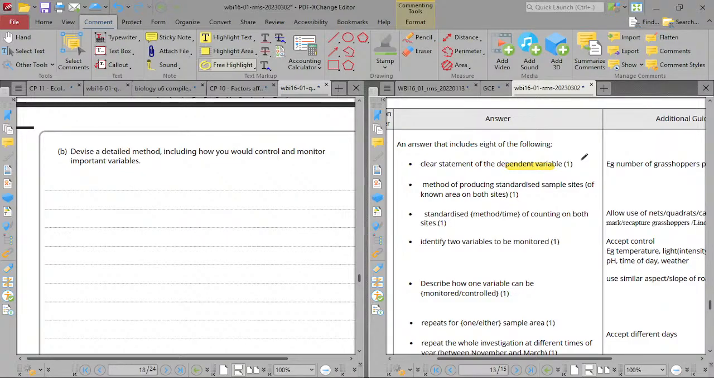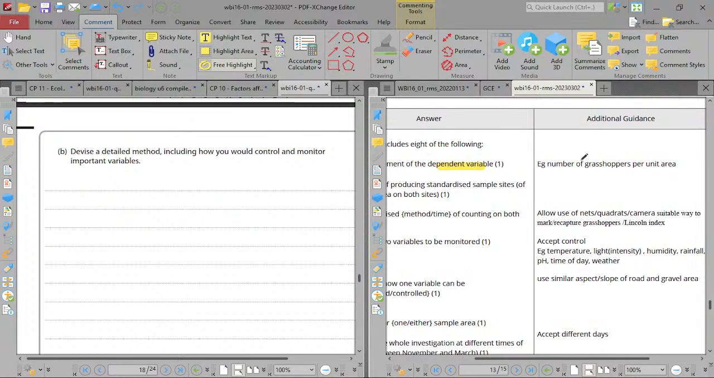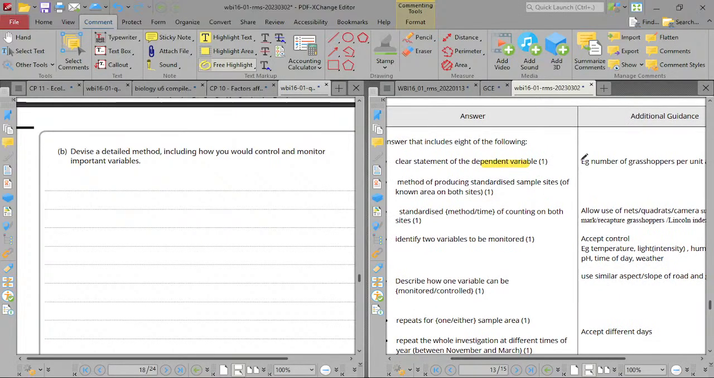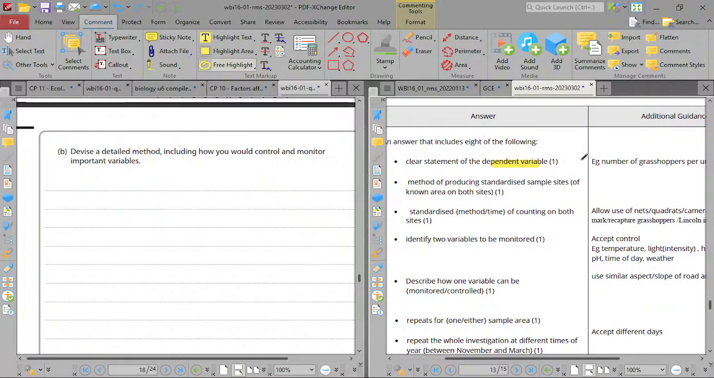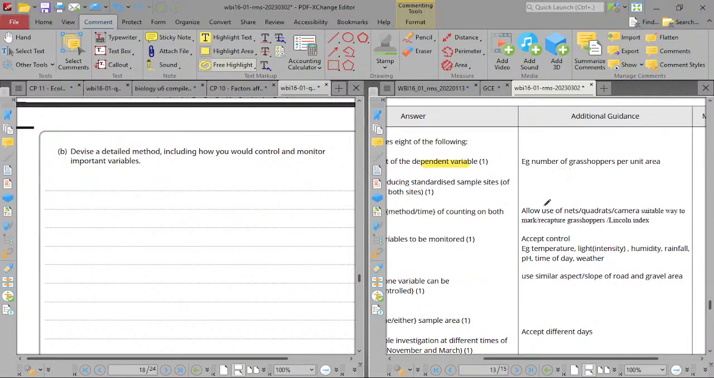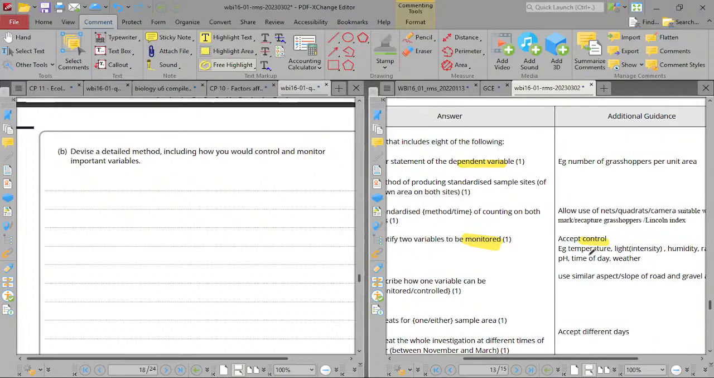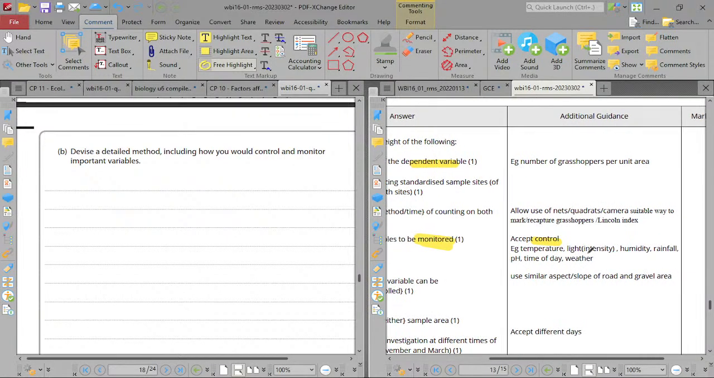Then method of producing standardized sample sites. Standardized counting on both sites allows use of quadrats. Two variables to be monitored. So that's going to be the type of soil or type of ground, as well as the light intensity. Okay, no. So these are control variables, to be controlled. So that's going to be temperature, time of day, pH, light intensity.